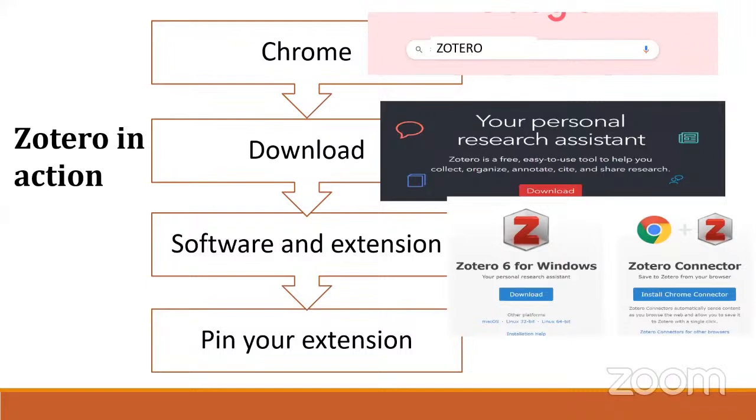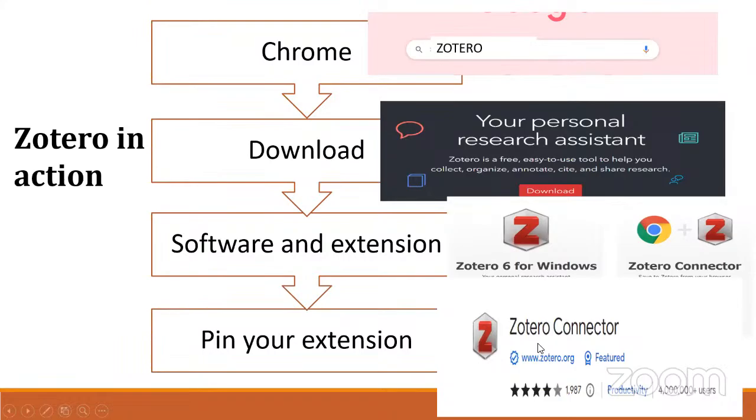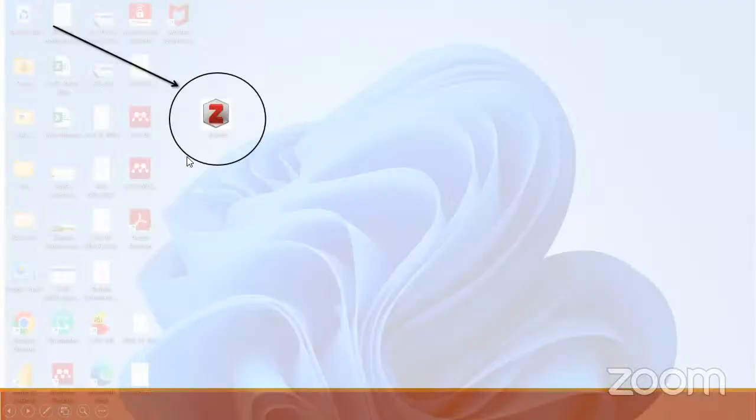When you press on the download, two options come up. One is the Zotero app, which gets saved on your hard drive, and the other is a connector, which is a bridge between the research you're finding on the internet and your Zotero application. The articles that you find on the internet will be saved to your Zotero app using the Zotero connector.